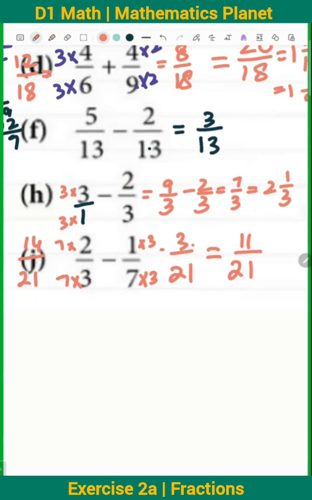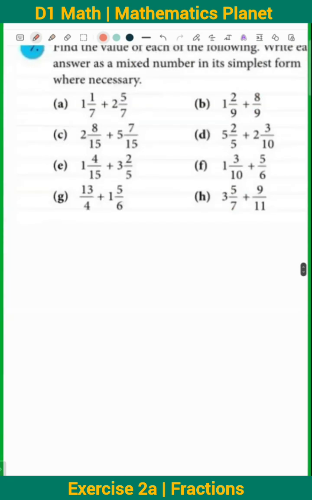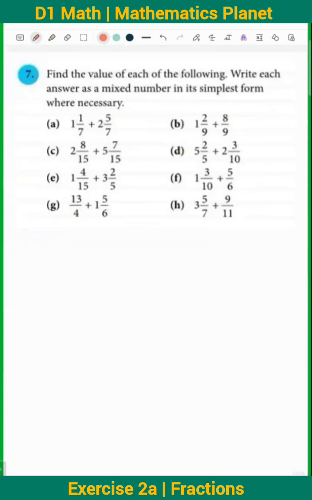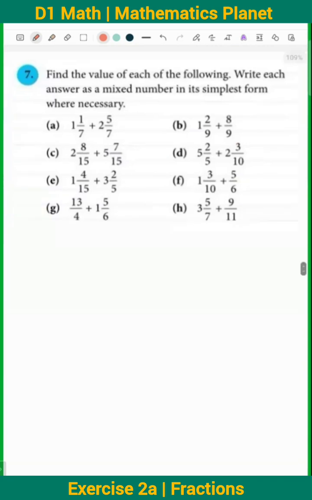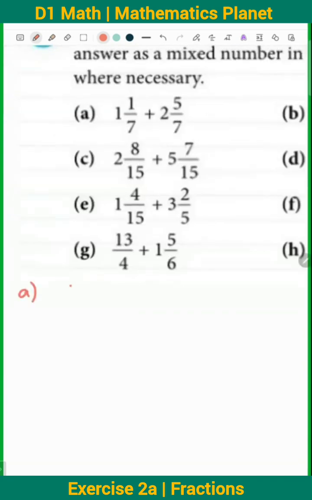Okay, I'm starting question number 7. Find the value of each of the following. Write each answer as a mixed number in the simplest form. Okay, so now what is happening? First of all, for the A part, 1 whole 1 by 7 plus 2 whole 5 by 7. So how are you going to solve this one? Yes, any hints? We will add 2 with 1, so answer will come 3. 5 plus 1 is 6. And 7 remains 7, so answer will come 3 whole 6 over 7.